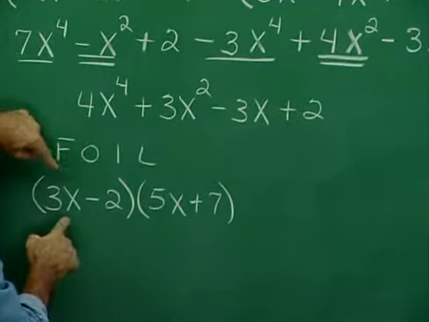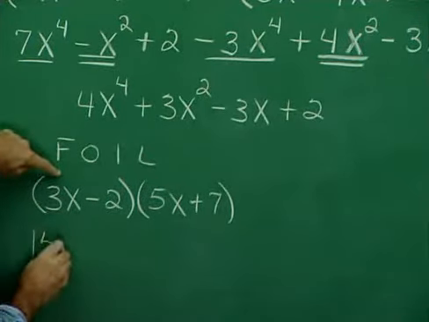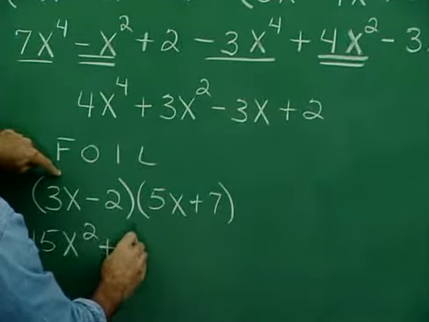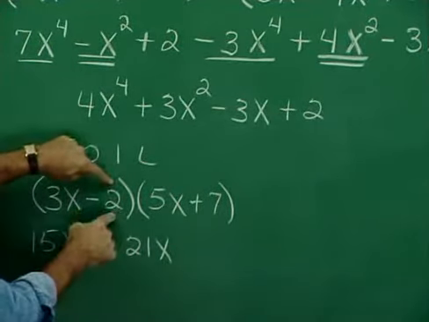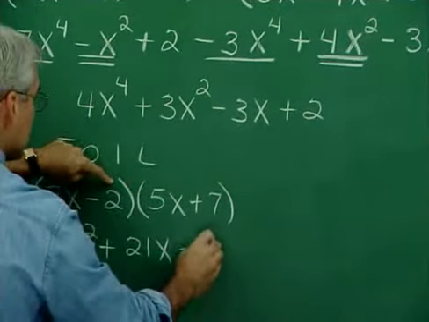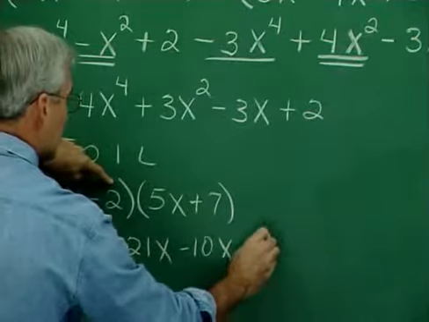At any rate, it looks like this. 3x times 5x, 15x squared. Then 3x times 7, 21x. Then this term times each of those. Minus 2 times 5x, minus 10x. And then minus 2 times 7, minus 14.